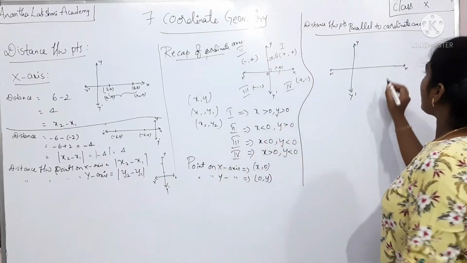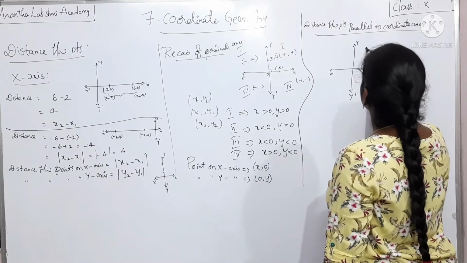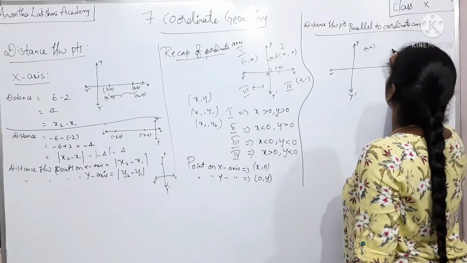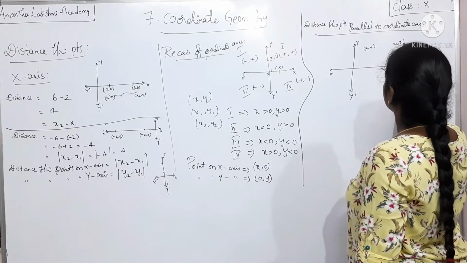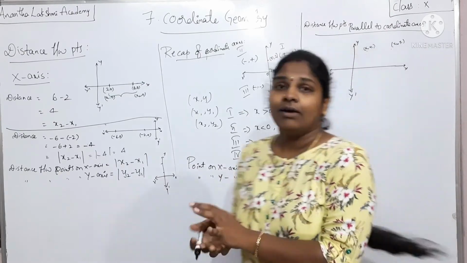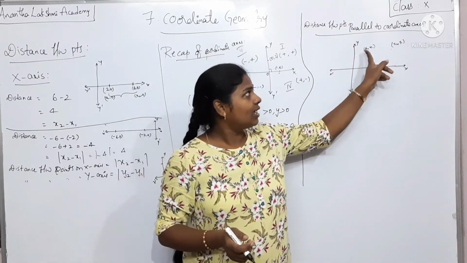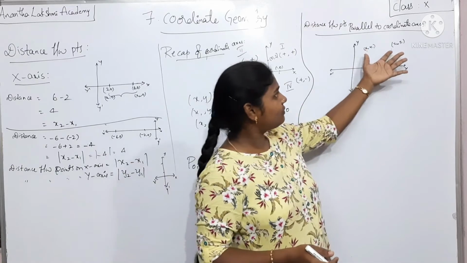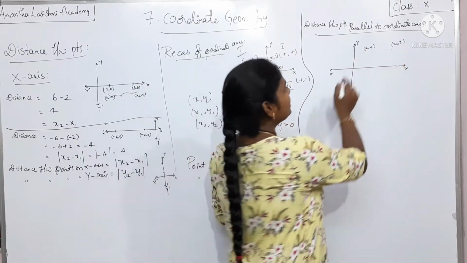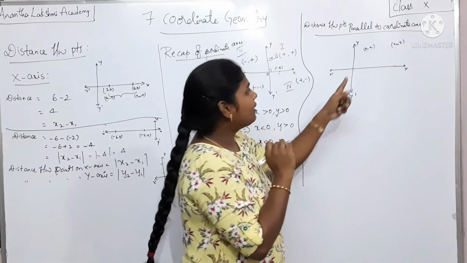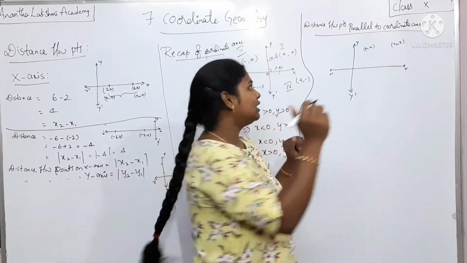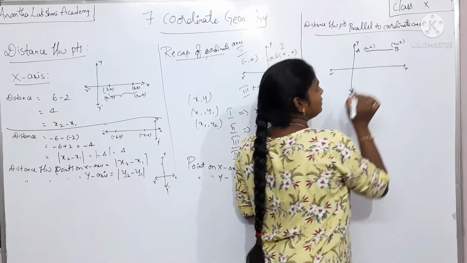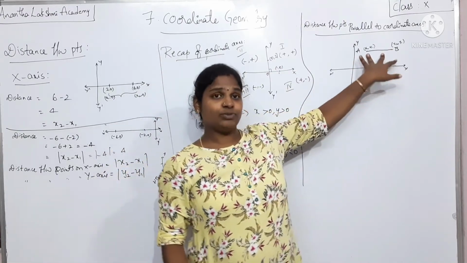Now I have a point here, x1 comma y1 and one more point x2 comma y1. If you look here, the y coordinate is the same. The x coordinates are varying, but they are at the same height of y1. Let me put them as A and B. Now my mission is to figure out the distance between these 2 points.